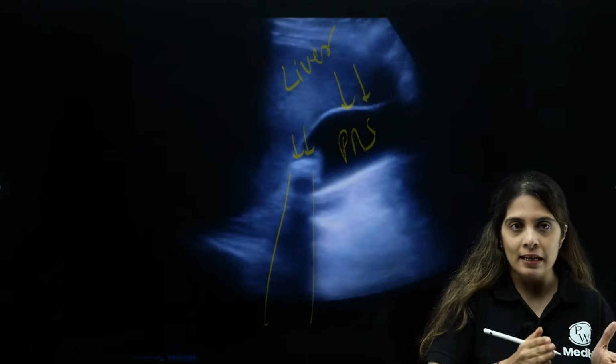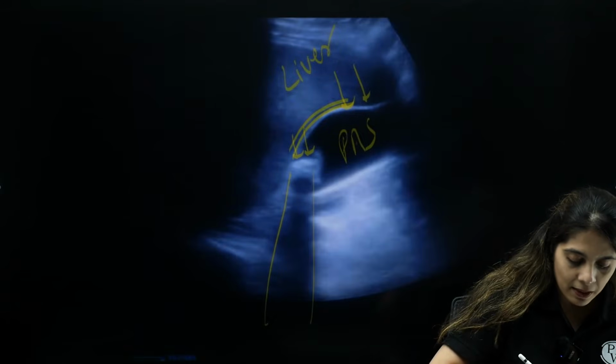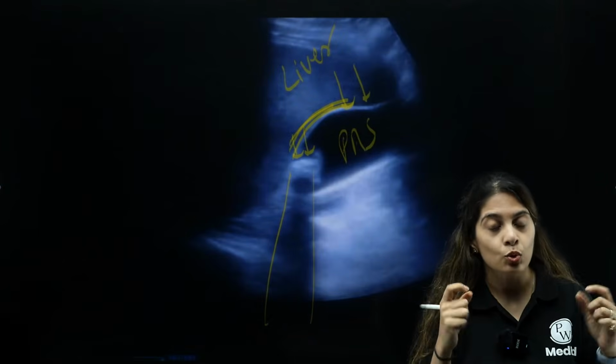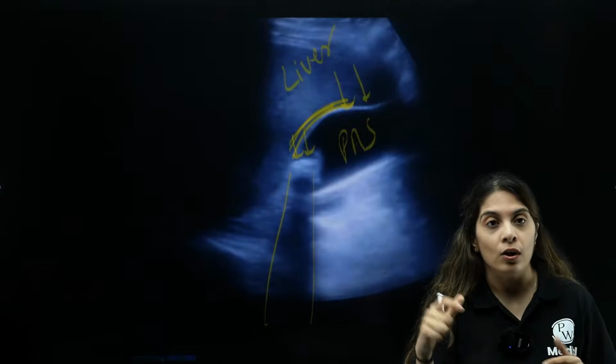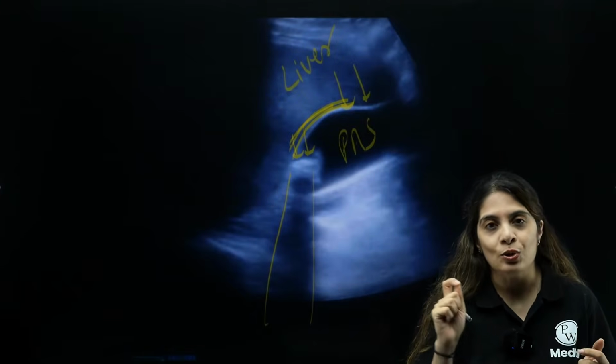Now again I am telling you that this is a very simple image. They can show you something different. Here you can see that the wall is very thin and smooth, but they can show you a very thickened wall. They can show you a striated wall along with these calculi. In that case, you will mark your answer as acute cholecystitis.